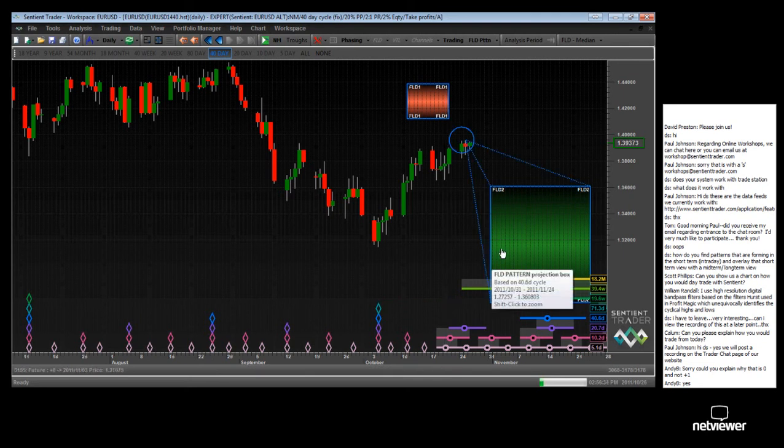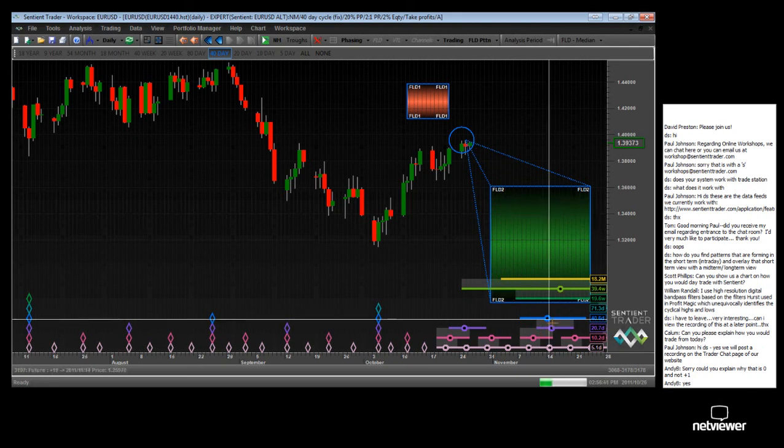Now, I mean, there's subtleties that I could go into here, including the fact that on the 17th of October, that could have been the peak right there. It was right in the middle of our target period.